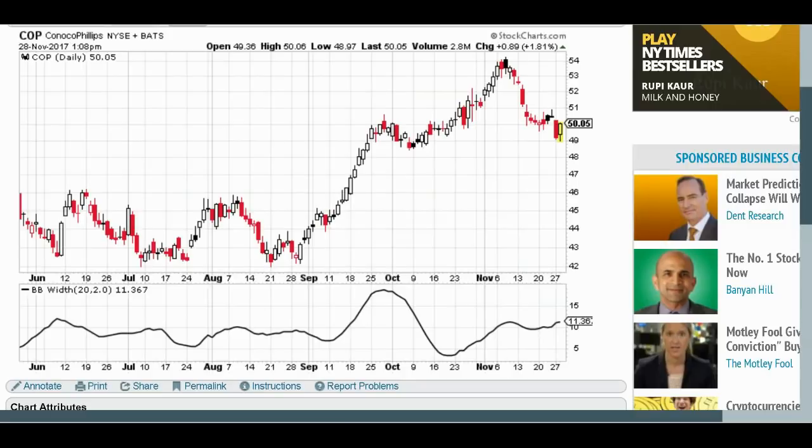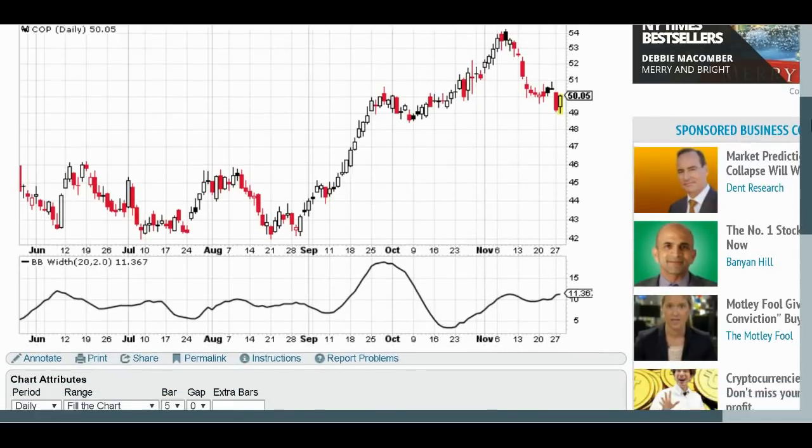And right now we're looking at the daily candlestick chart for COP, ConocoPhillips, all right? So each of these candlesticks represents 1 day of price action. And below it, I've got the BB width. That's the Bollinger Band width. And it's on the standard settings on stockcharts.com.